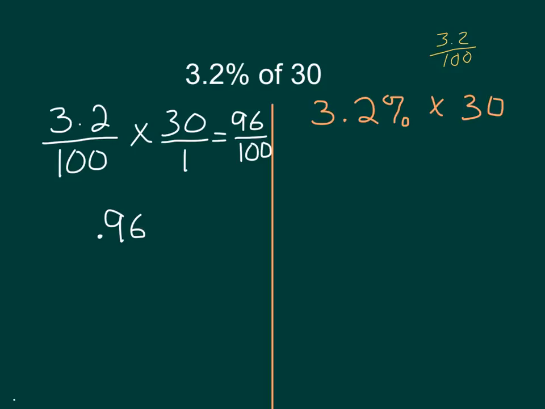Now the other way to do this would be to turn this percent into a decimal. Again, remember, I would move my decimal 2 places to the left. If I couldn't remember that, think percent, turn it into a fraction, 3.2 per 100. So it's 3.2 divided by 100. If I did that, I would get the decimal 0.032, or 32 thousandths, times 30, and if I calculated that out, that would equal 96 hundredths again, just like we had on the other way.